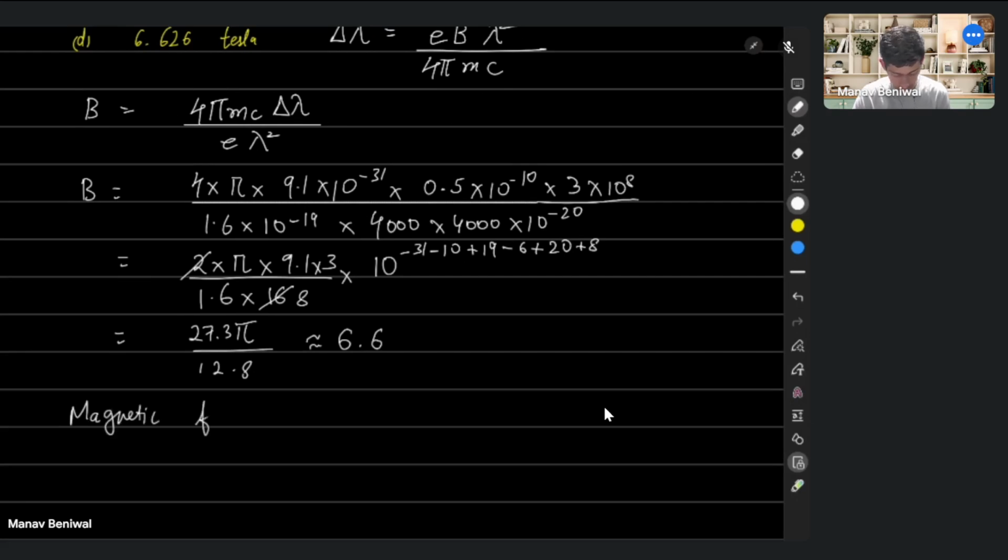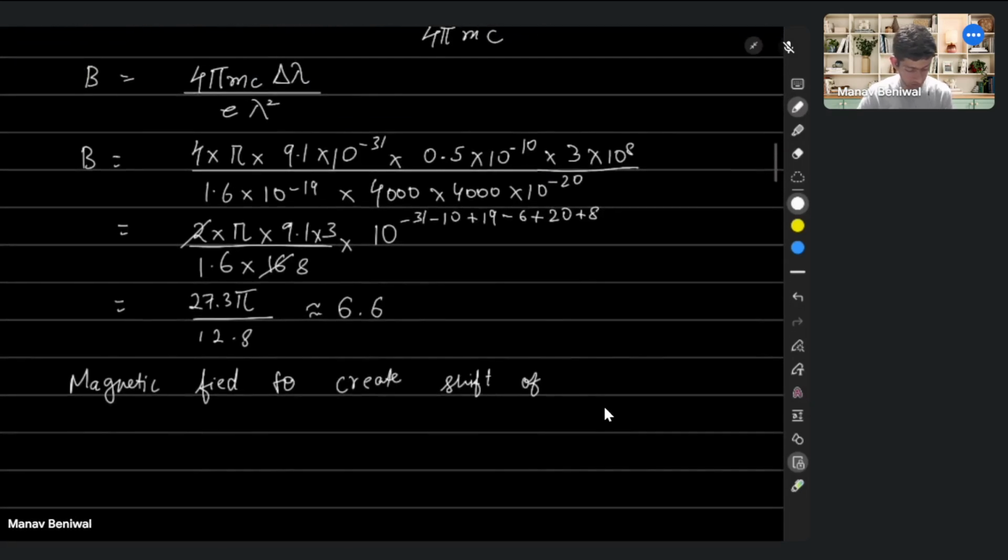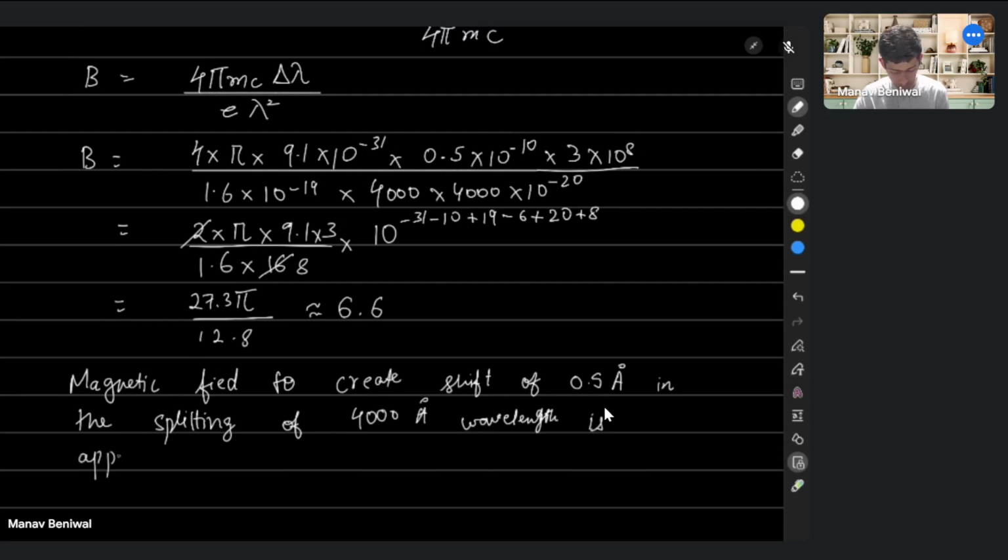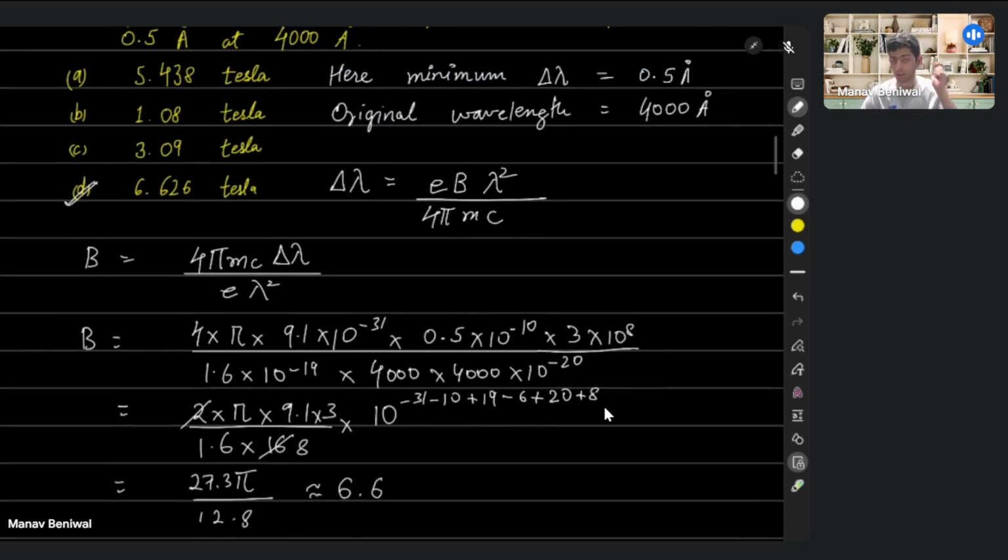So the magnetic field to create a shift of 0.5 angstroms in the splitting of a 4,000 angstrom wavelength is approximately 6.6 Tesla, okay, which matches the option D.